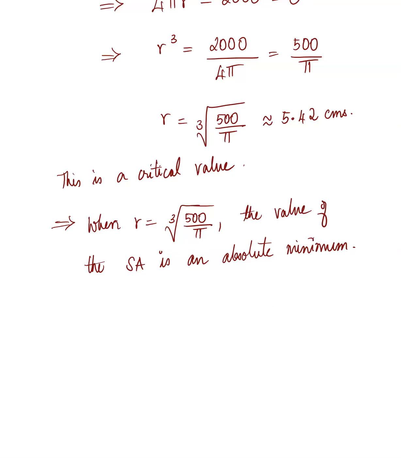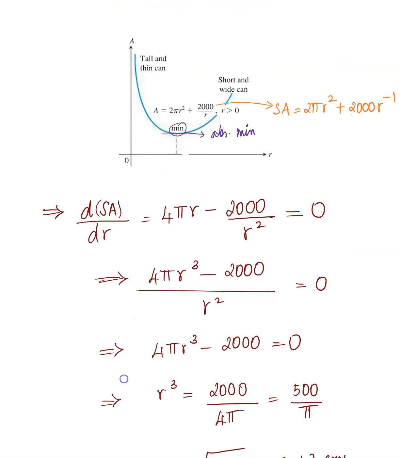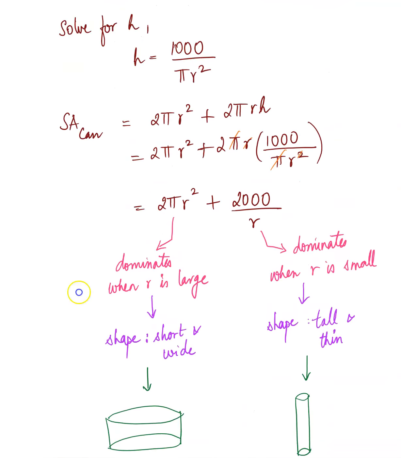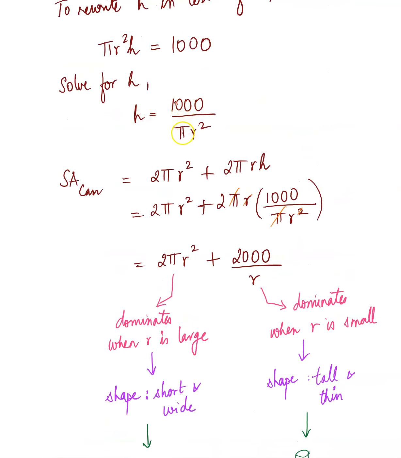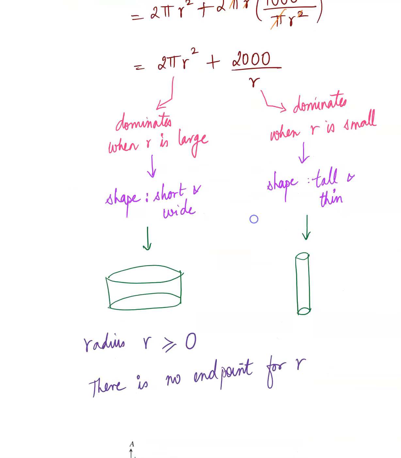Now we need to find the dimension. So we figured out where it's happening. We need to figure out the dimension. So we already got r. The other dimension in this surface area information is the h. And if you go back to h, we solved h in terms of r, isn't it? So we said h is 1000 over pi r squared. So I'm going to put that here.